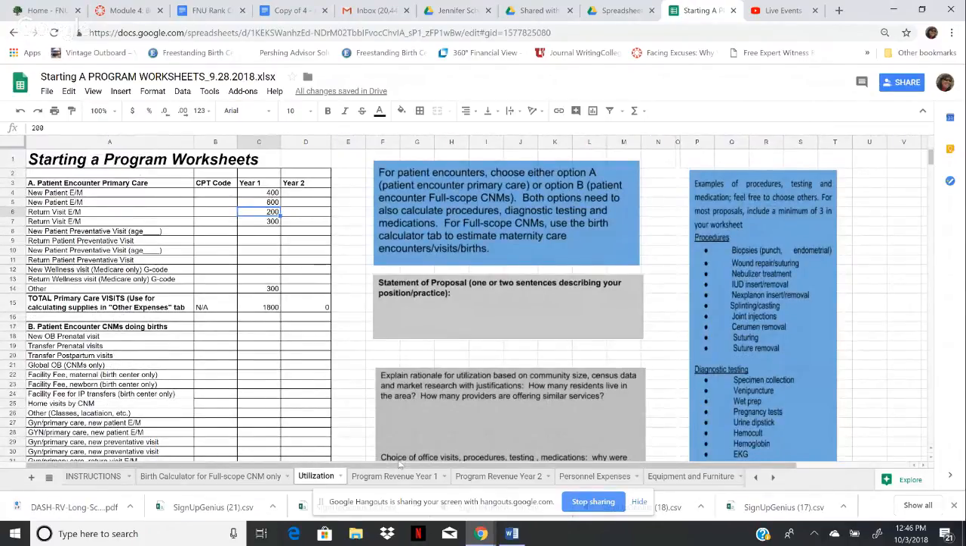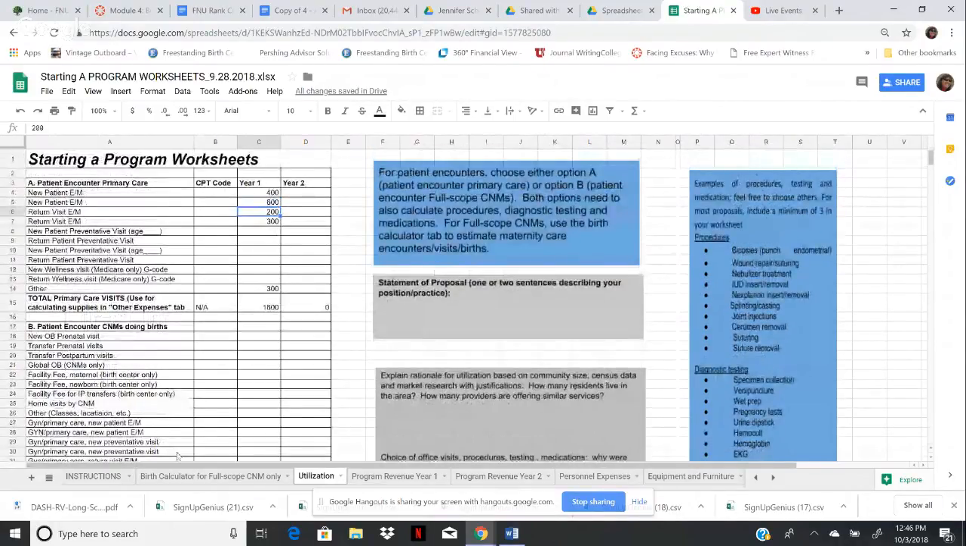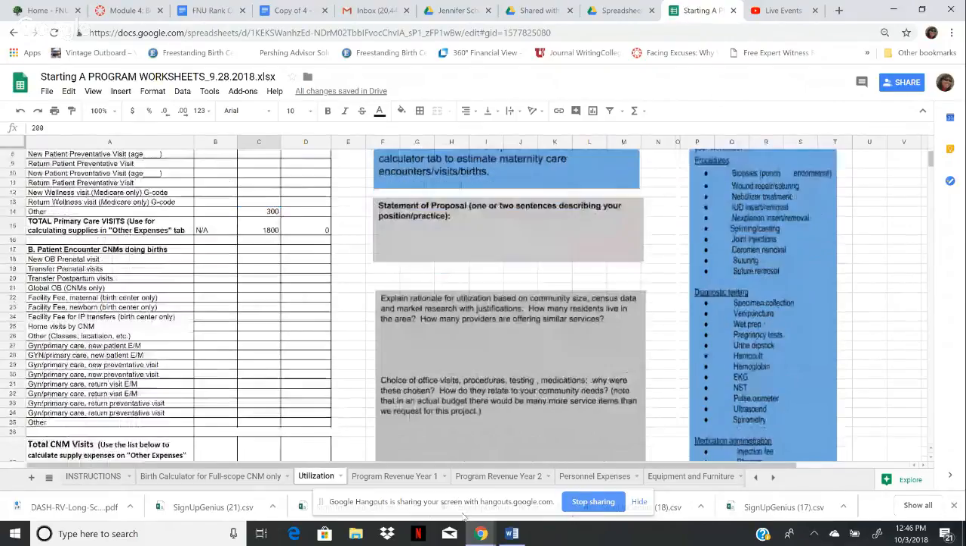So for the purposes of time, I have gone ahead and pre-populated these spreadsheets just so we can move through them in a more timely fashion. So you'll see that I have populated some E&M visits and then other visit. So again, this is for a program. So your program may be fairly narrowly defined in terms of its population and services. So we don't expect that you'll necessarily have each of these visit types in your program.